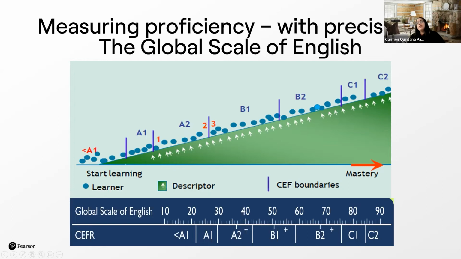So if I'm working with a candidate and I've managed to understand that they are a 40 GSE, I understand that they are an A2 learner. If my candidate's goal is ultimately a B2, let's say a starting B2, then I understand that they have quite a bit to go before they can reach that, and I can inform that candidate and assess them accordingly.